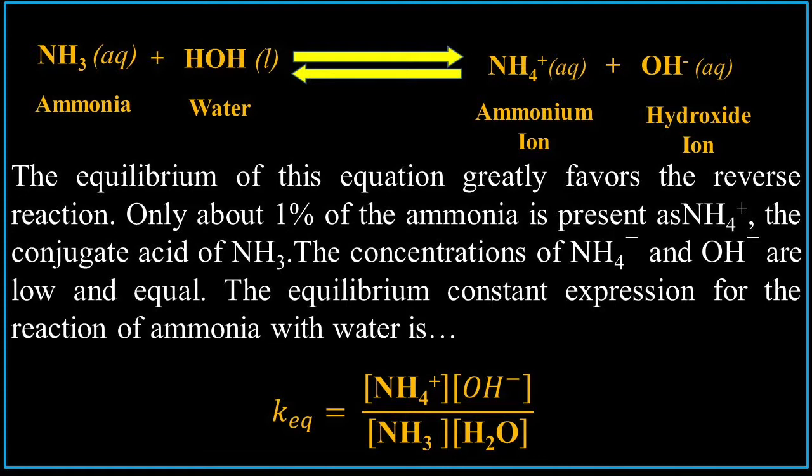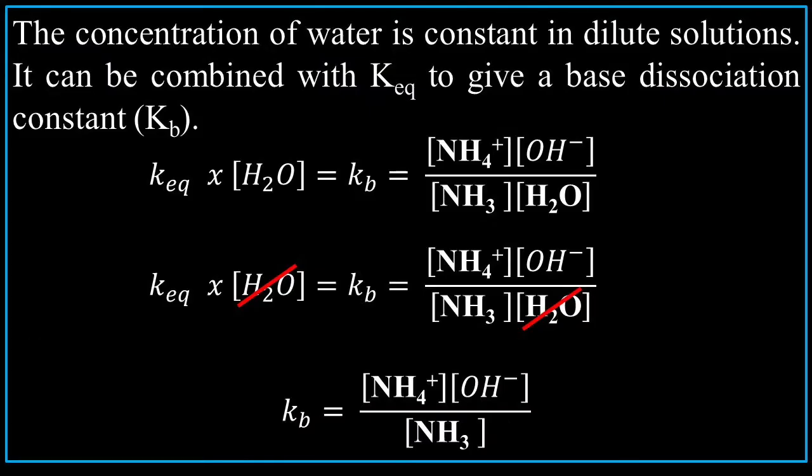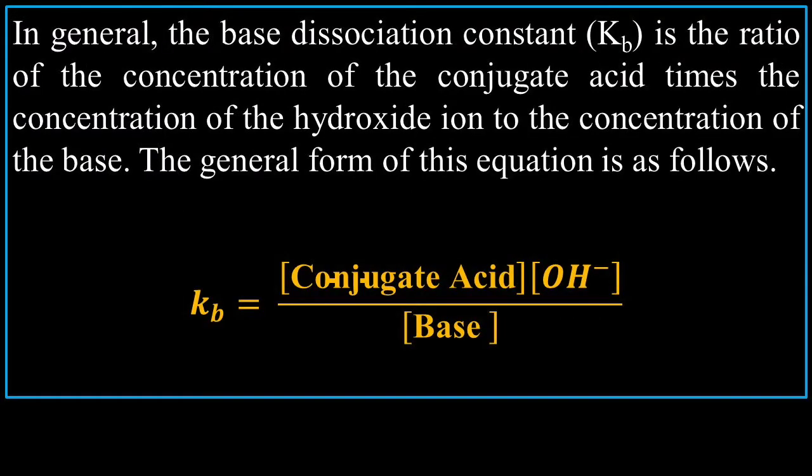Notice the water is there as well, so that's going to be the Keq. The concentration of water is constant in dilute solutions. It can be combined with Keq to give a base dissociation constant, or a Kb. You'll see how the waters cancel, and you're left with Kb equals the product of the molar concentrations of ammonium and hydroxide ion multiplied together, divided by the ammonia concentration.